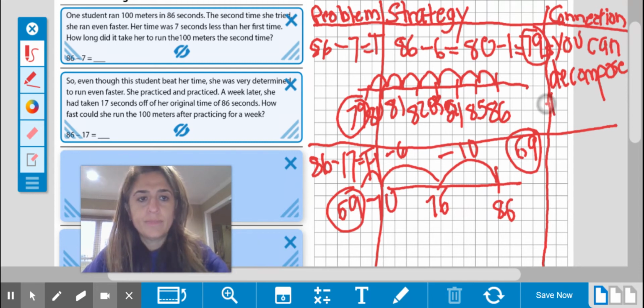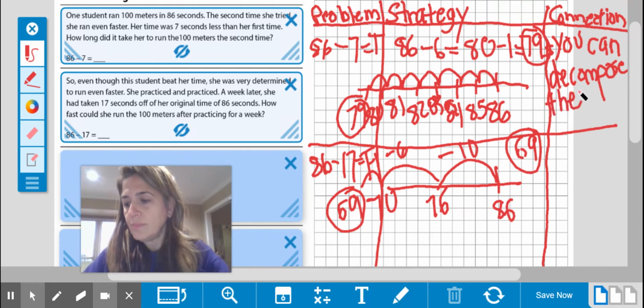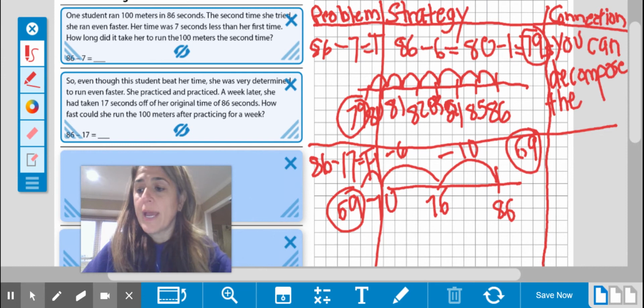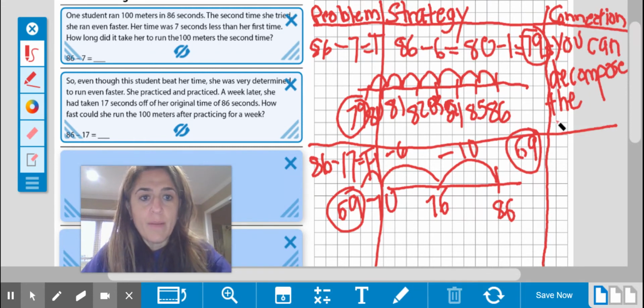You can see, the subtrahend is what you're removing. That's another math word. Subtrahend.